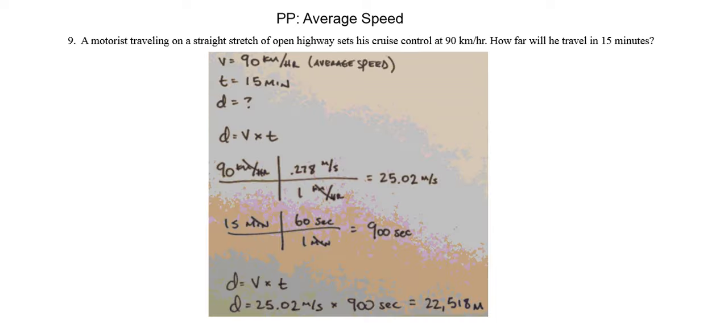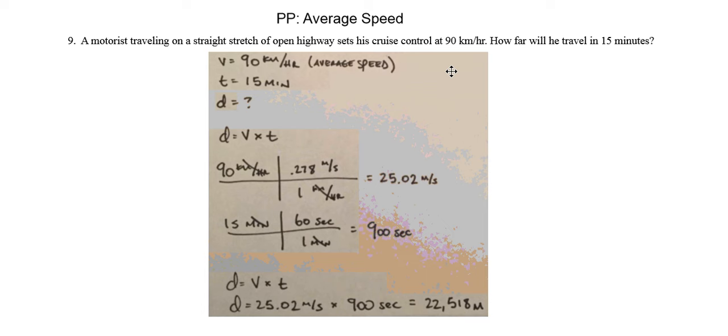Alright, problem number 2, which is number 9 on the average speed practice problem set. It says a motorist is traveling on a straight stretch of open highway, sets his cruise control at 90 kilometers per hour. How far will he travel in 15 minutes? So we want to know the distance. Distance is velocity times time.